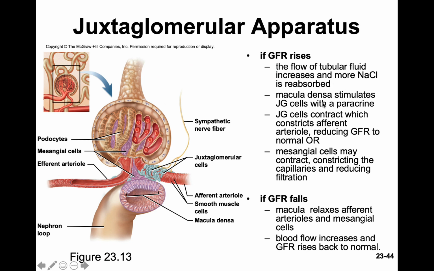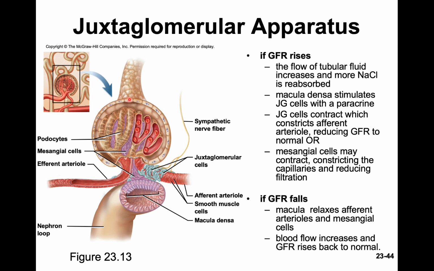So this just puts into words everything I just said. So we're going to get a laser pointer. So macula cells, you've got your mesangial cells in dark purple, and you've got the JG cells in blue here. So if the GFR rises, let's go through this example first. Let's say you have a lot of blood coming in, a lot of solute pushing out. That means your GFR is high.